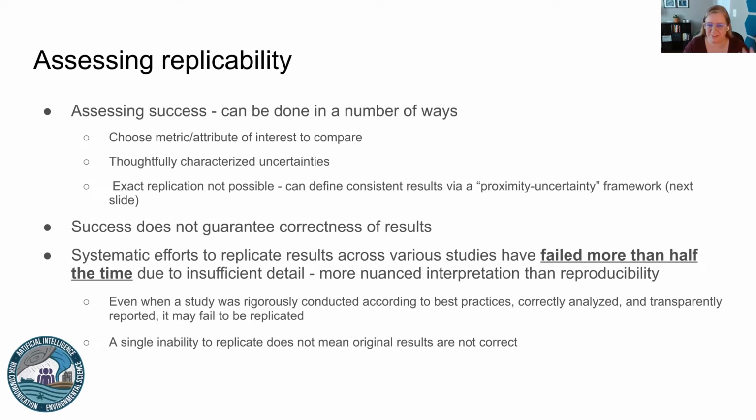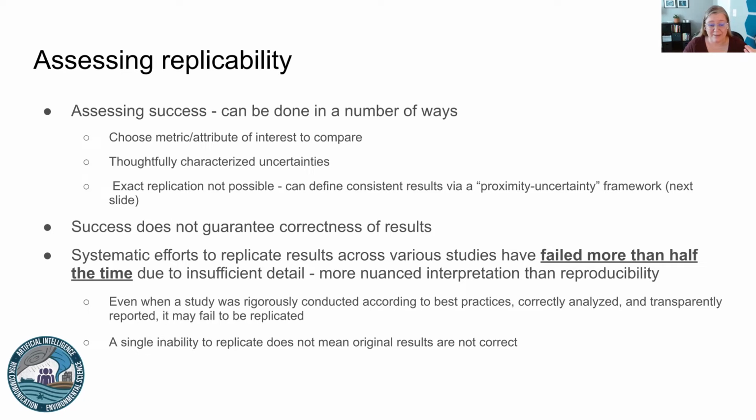Systematic efforts to replicate results, once again in the replication crisis, have found that less than half of the time the replication is possible. A lot of that is blamed on insufficient details provided by the original study researchers. But there's a more nuanced interpretation to this lack of replicability than with reproducibility. Even when a study was rigorously conducted according to best practices, correctly analyzed, and transparently reported, it may still fail to be replicated.